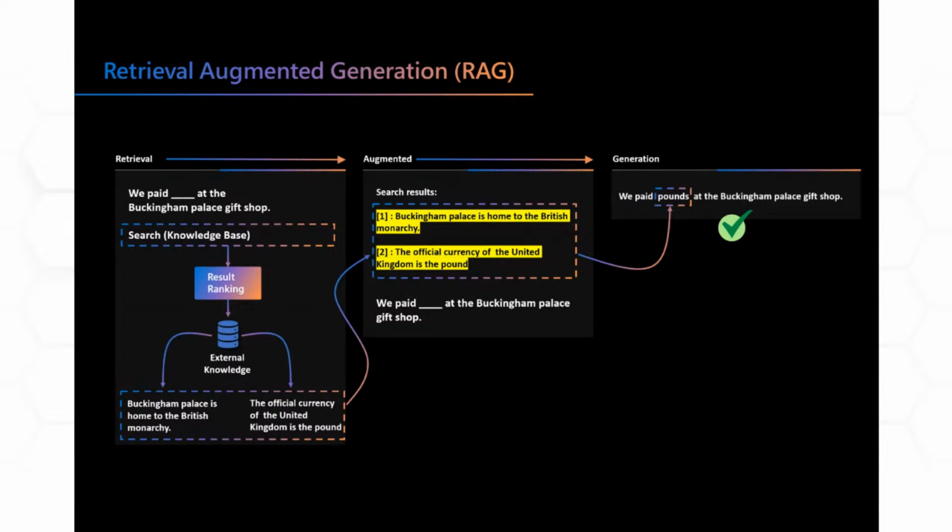We got our top 2 here, saying Buckingham Palace is home to the British monarchy, and the second one saying the official currency of the United Kingdom is the pound. That is just a pure search, like you doing a search on Bing or Google. Augmentation means you take these search results, add them to your original prompt, and give it to the model to generate an output. In this case, the model could infer that we paid pounds at the Buckingham Palace gift shop.